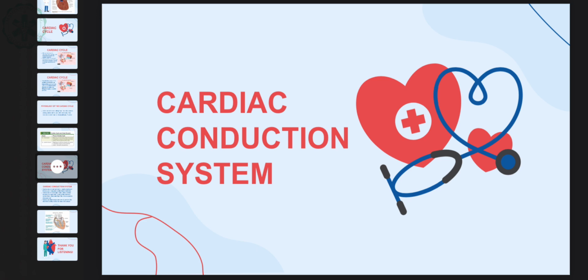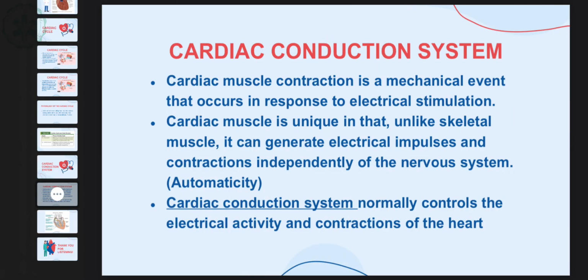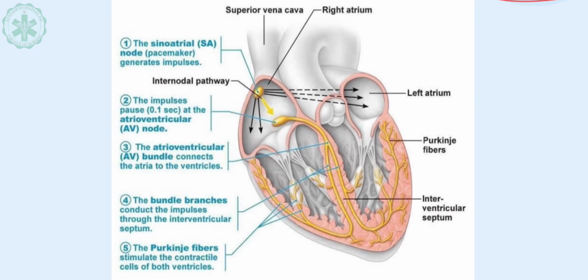Cardiac conduction system. Cardiac muscle contraction is a mechanical event that occurs in response to electrical stimulation. Cardiac muscle is unique in that, unlike skeletal muscle, it can generate electrical impulses and contractions independently of the nervous system, and that is called automaticity. The cardiac conduction system normally controls the electrical activity and contraction of the heart.